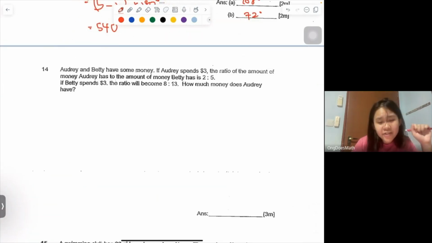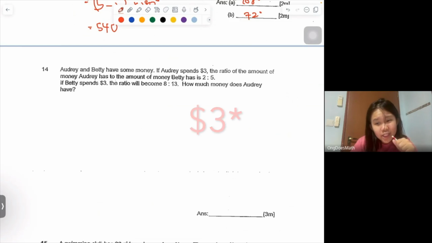Audrey and Betty have some money. If Audrey spends $3, the ratio of the amount of money Audrey has to the amount of money Betty has is 2:5. If Betty spends $3, the ratio will become 8:13. How much money does Audrey have?